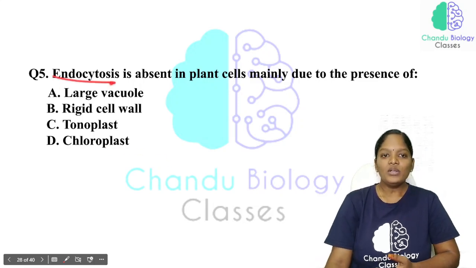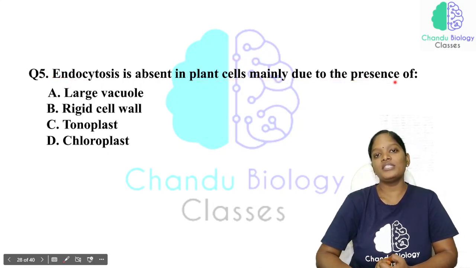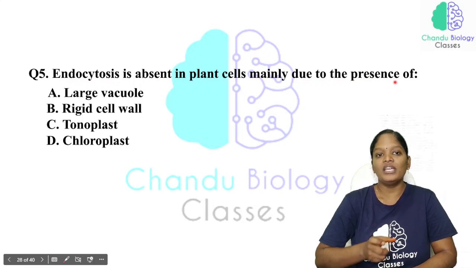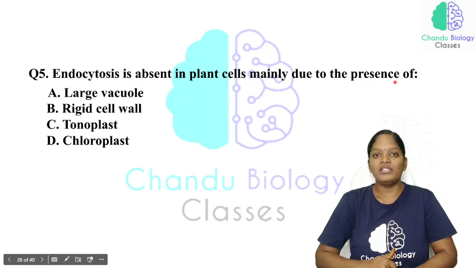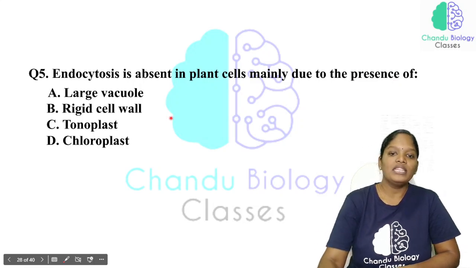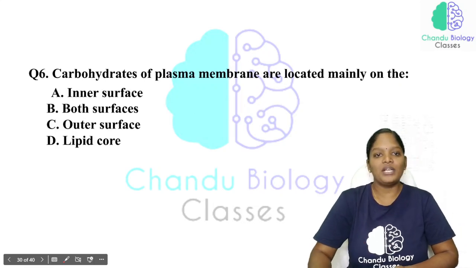Now, endocytosis is absent in plant cells mainly due to the presence of what? Why is endocytosis absent in plant cells, and present only in animal cells? Because there is a rigid cell wall. So this is the one preventing the membrane invagination.